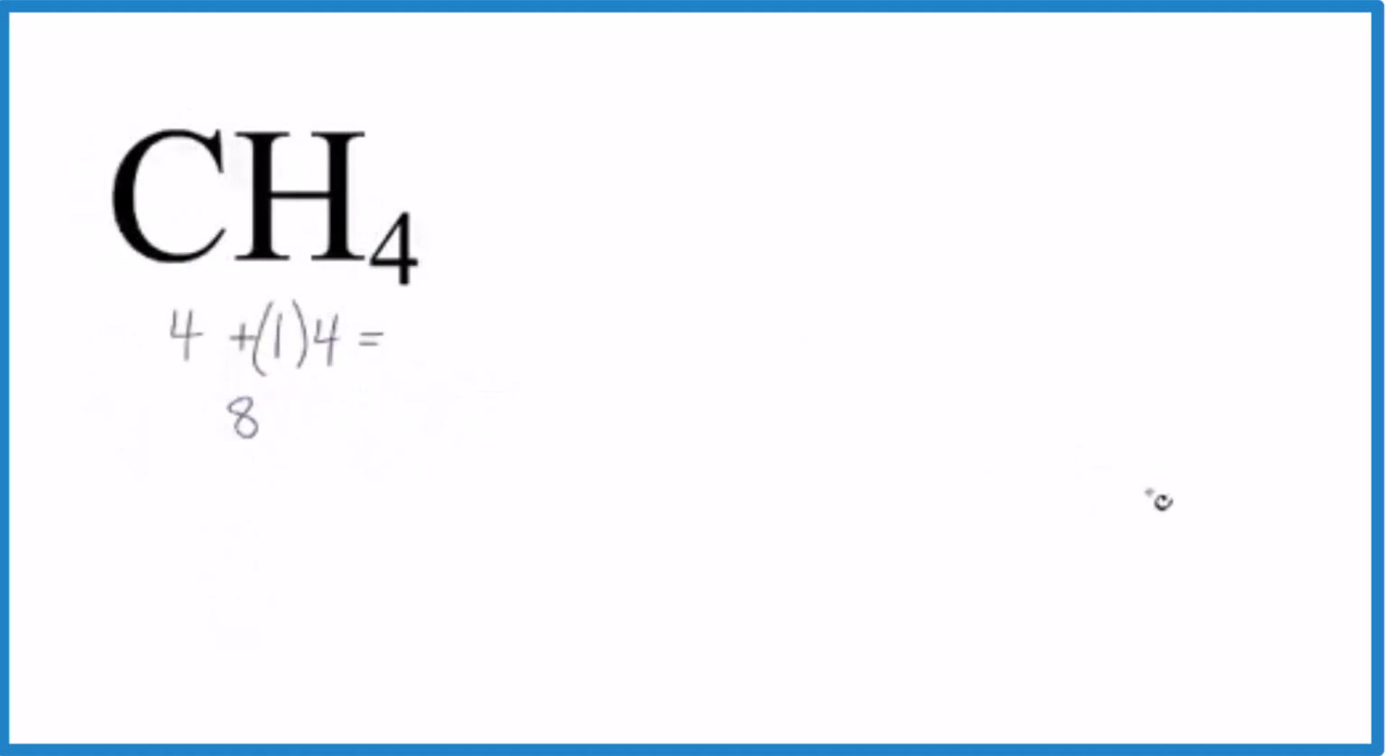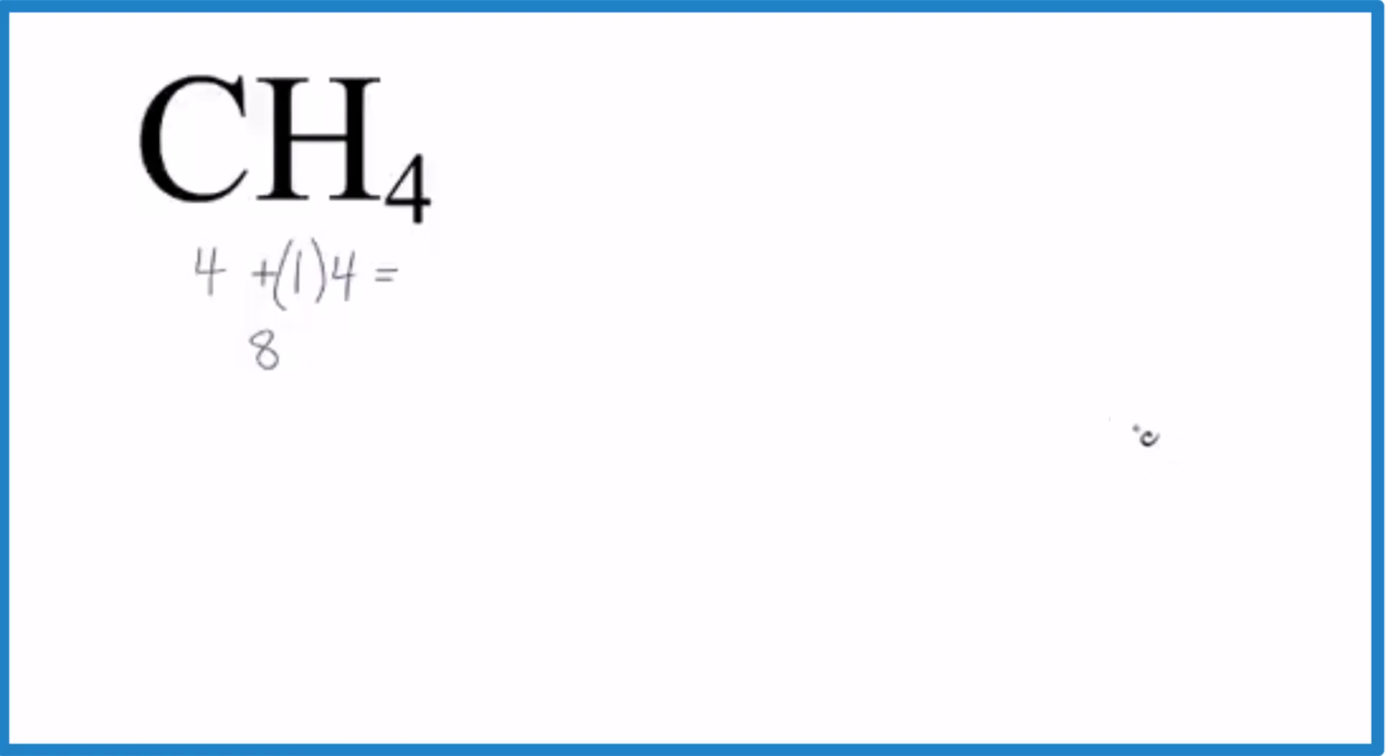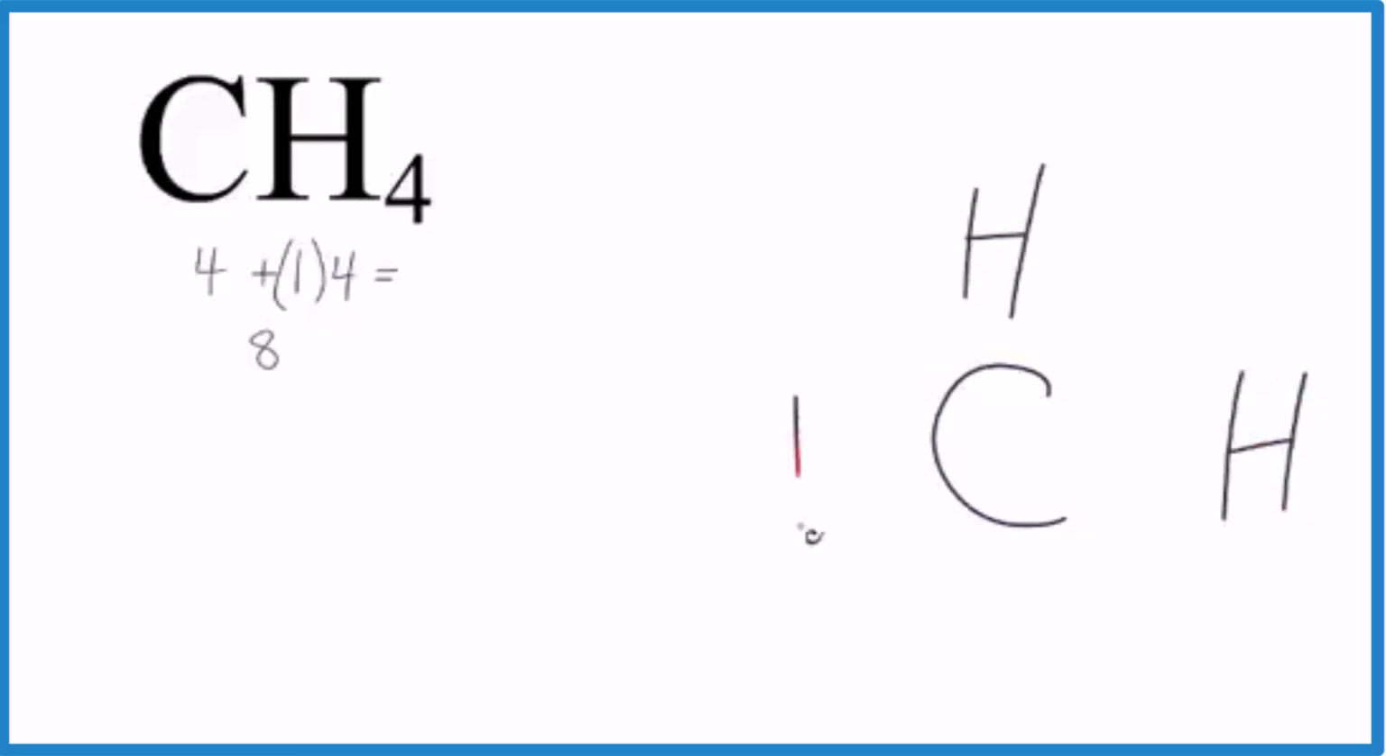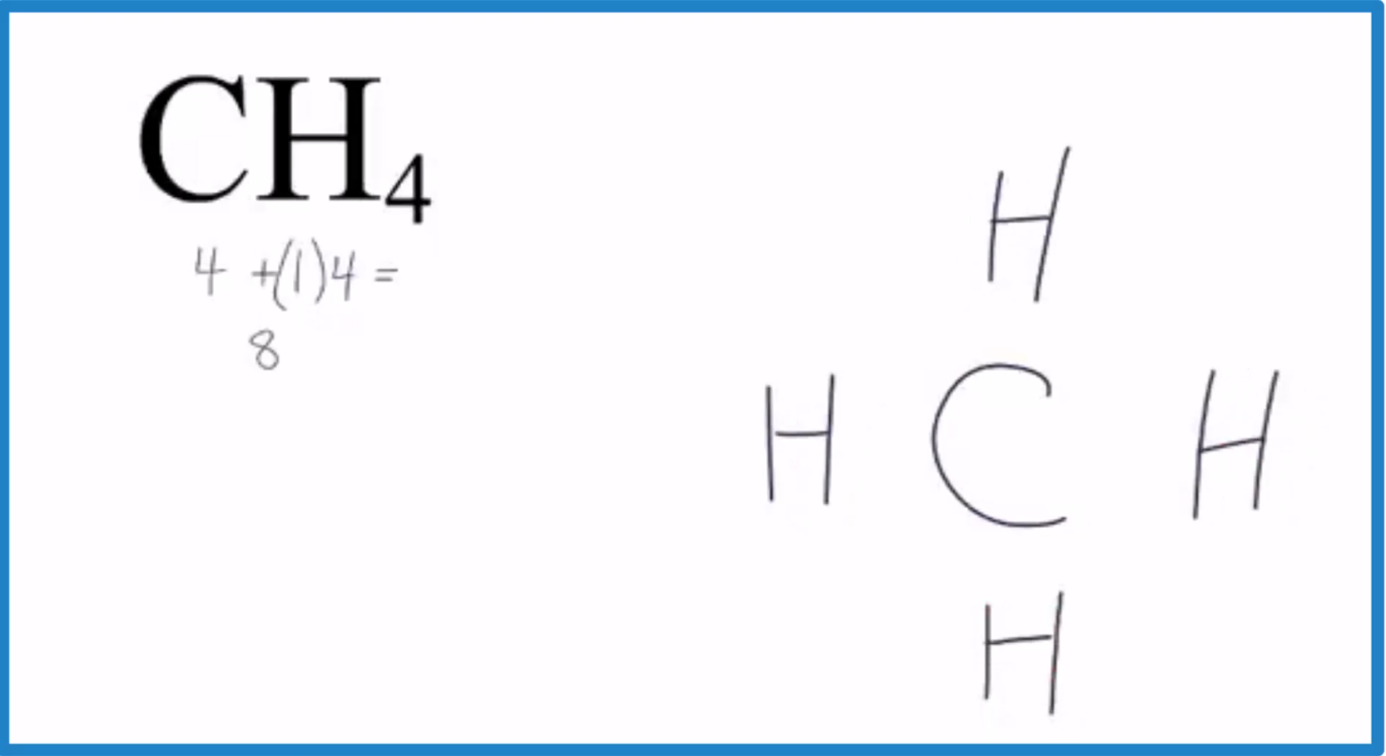We'll put the carbon in the center. Hydrogen atoms always go on the outside. So we'll put the carbon in the center, and then we'll put the 4 hydrogen atoms around it. Next, we'll put a pair of electrons between each of the atoms to form a chemical bond. So we'll put 2 here.